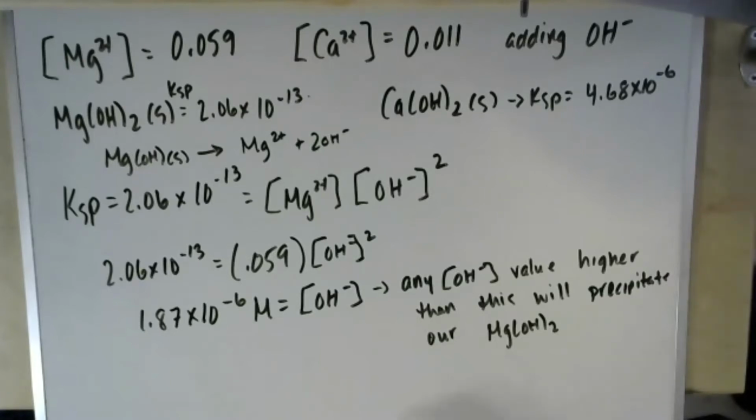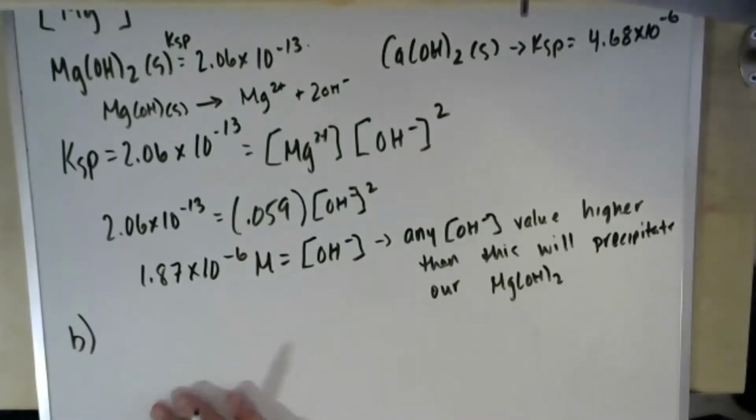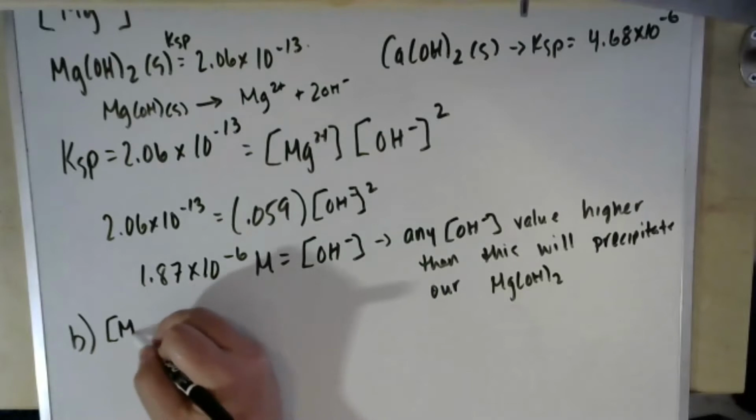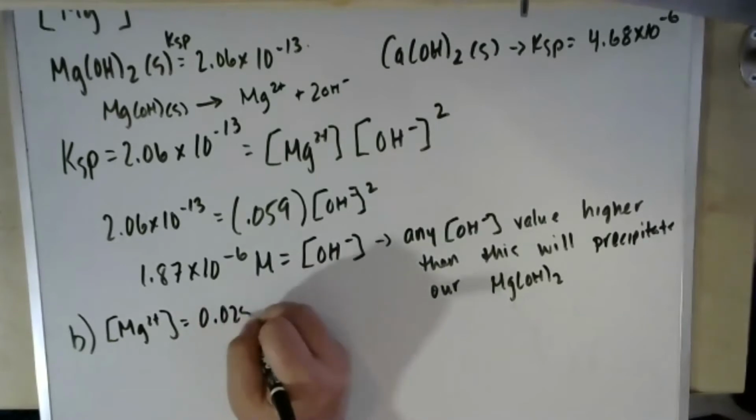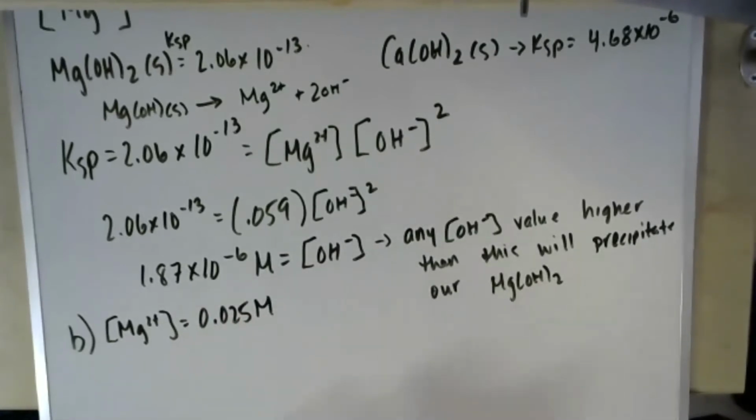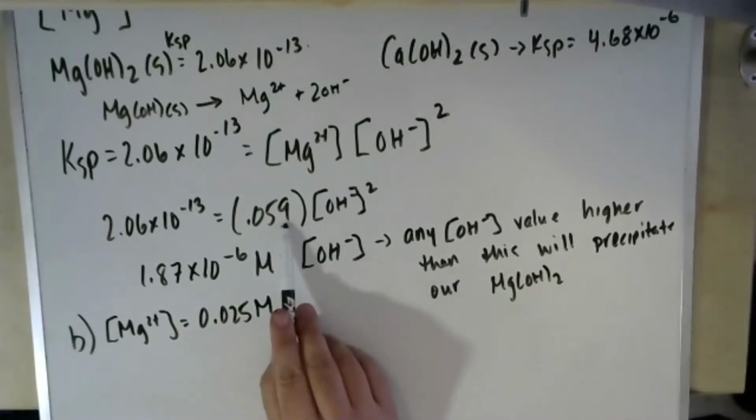The next question says, if the concentration of that previous solution was 0.025, what would be the minimum hydroxide ion concentration that would trigger the precipitation of the magnesium ion? Okay, so they're changing our starting value in question B. Question B says, well, you're not starting with 0.059, your initial magnesium concentration is 0.025. So the only thing that's different here is the value that we substitute in for the magnesium.